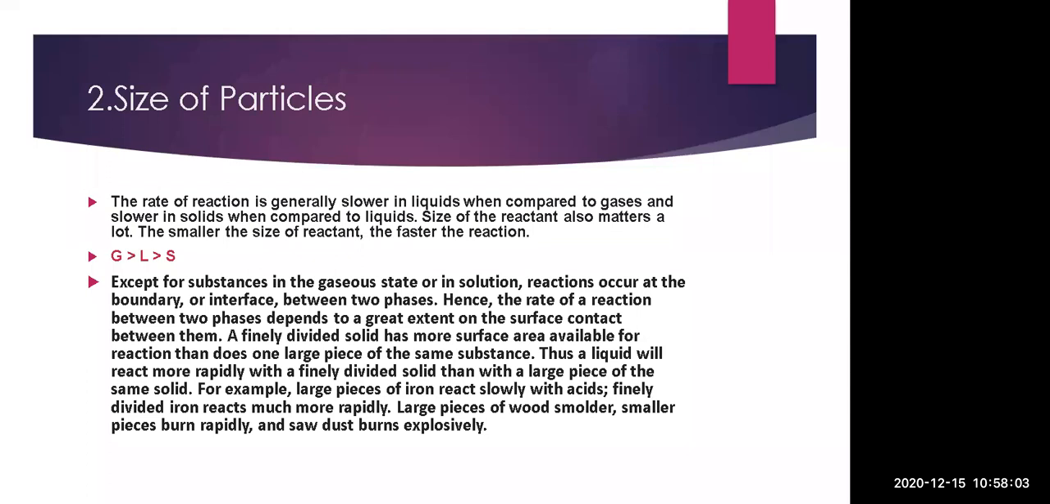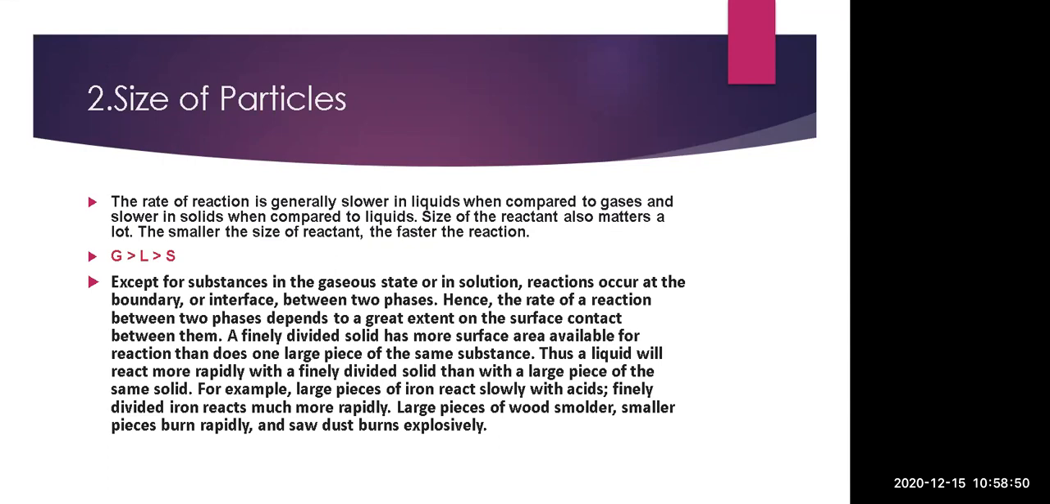So for example, large pieces of iron react slowly with acid. If large pieces of iron are put in a beaker and I pour some acid over it, the reaction will be slower, whereas finely divided iron reacts much more rapidly. Why? Because in finely divided iron, the surface area will be more, and as the surface area is more, the collision will be more, and if the collision is more, the rate of reaction will be rapid.